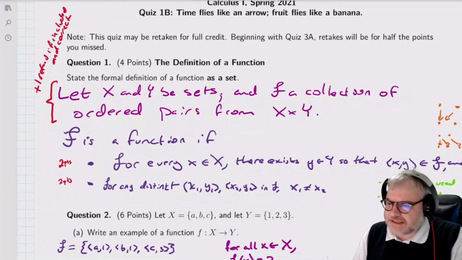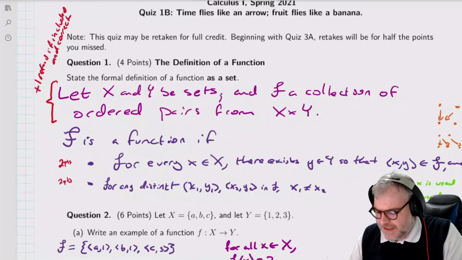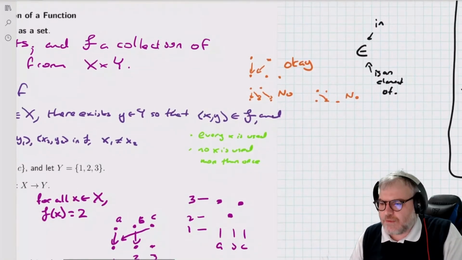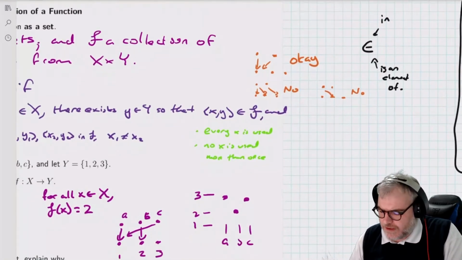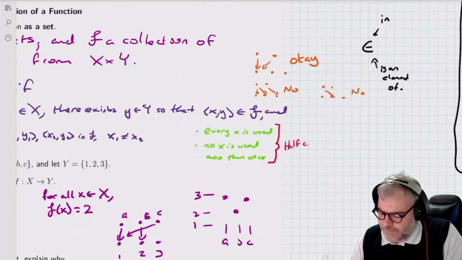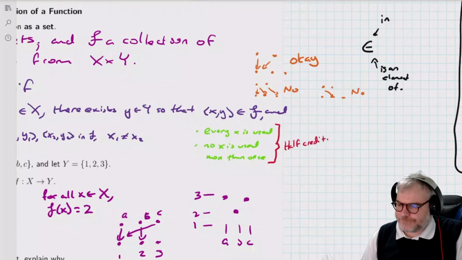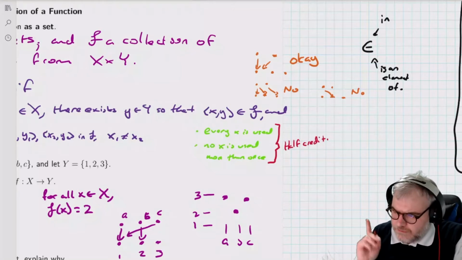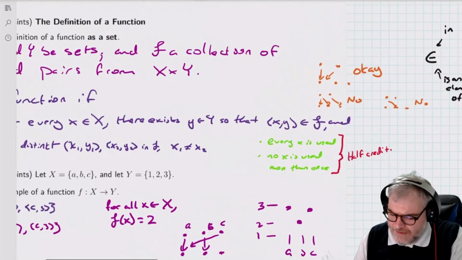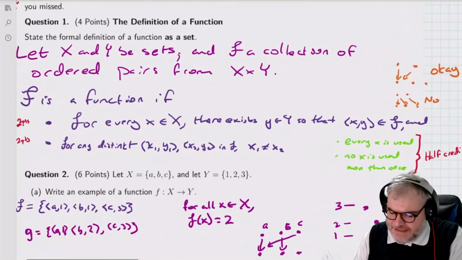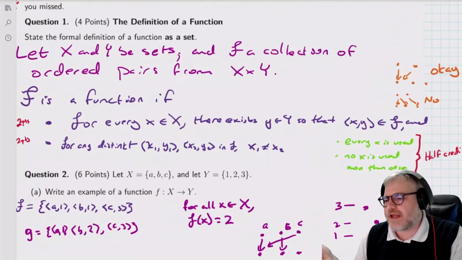Now, let's say you didn't remember that, but you remembered this. Every x is used and no x is used more than once. This is the intuitive definition. This is worth half credit. But let's say I did this and the preamble. I would have gotten 3 out of 4.